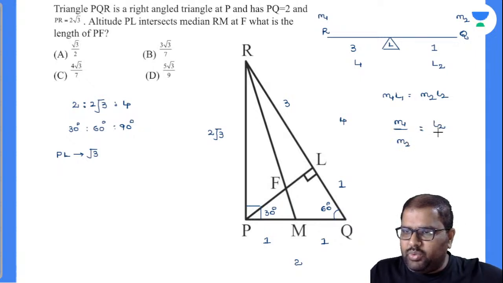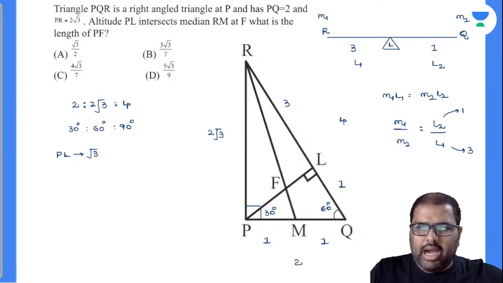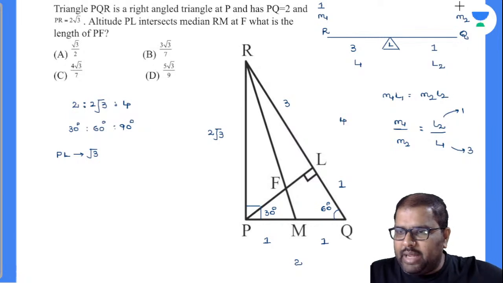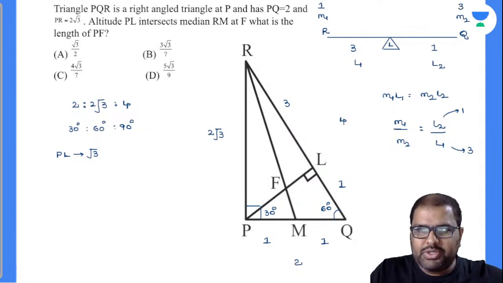What is your L2 value? 1. What is your L1 value? 3. This is 1. This is 3. Now what should I keep in place of the M1 value? I should keep 1. Weight 1. I should keep M2 as 3. Am I right or wrong? This is what my mass point geometry is.